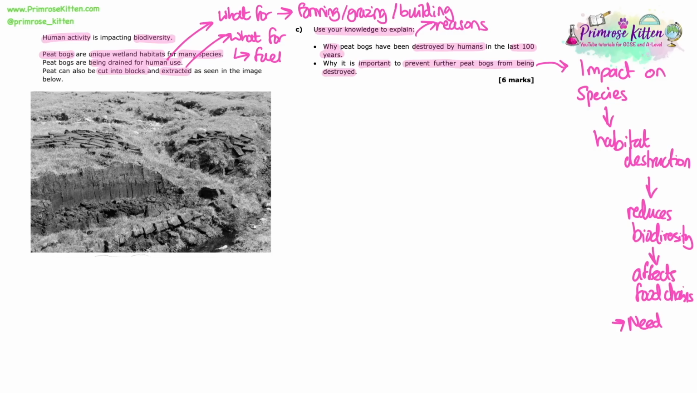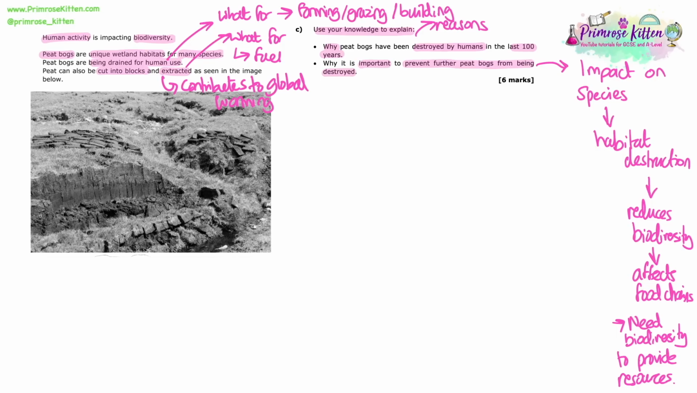That could then potentially affect food chains because you're reducing the number of species that can live in this habitat, which means you might be reducing the number of prey species or predator species, which can then affect the balance of a food chain. And also, a reduction in biodiversity is a bad thing because humans need biodiversity to provide them with resources. So we may think about the fact that there could be unique species there that could have potential as medicines, or we want to make sure we don't cause any species to go extinct because they could be useful to us.